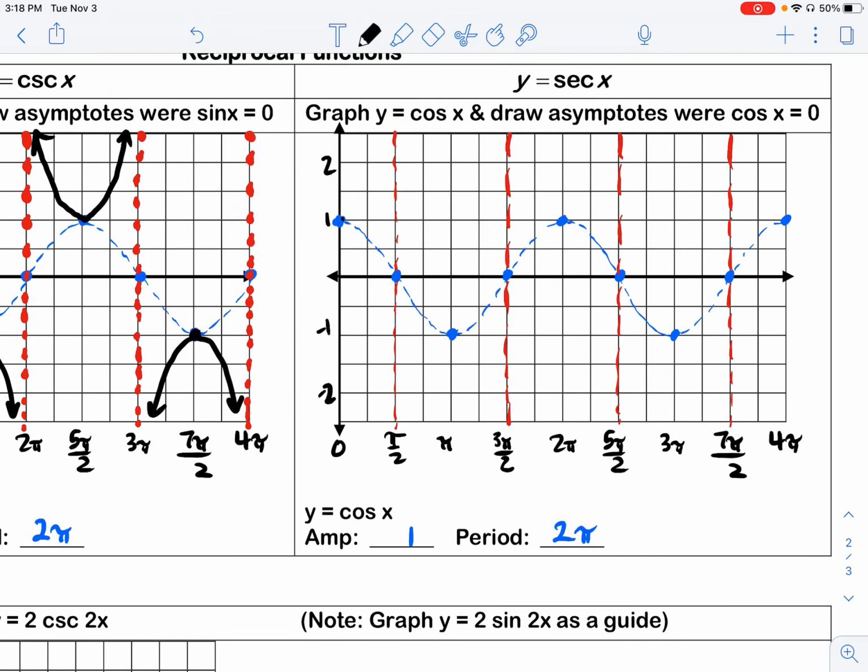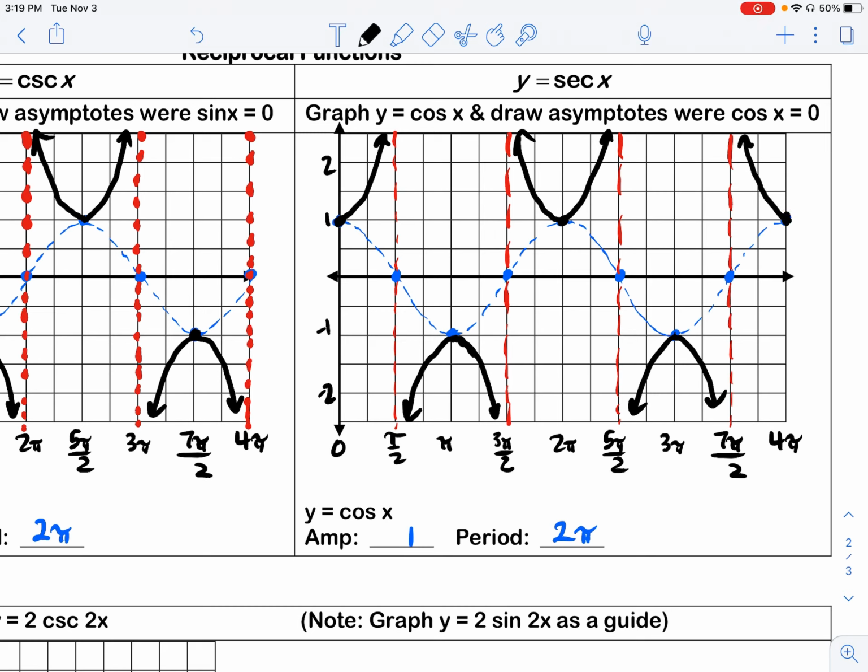And everywhere else, we're going to do the same exact thing. We're just going to find the reciprocal of 1, which is 1. Reciprocal of a fractional value less than 1, which means it's going to start shooting out towards infinity. And that's all there is to it.